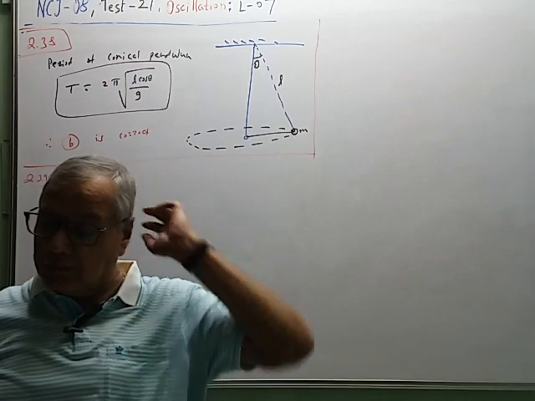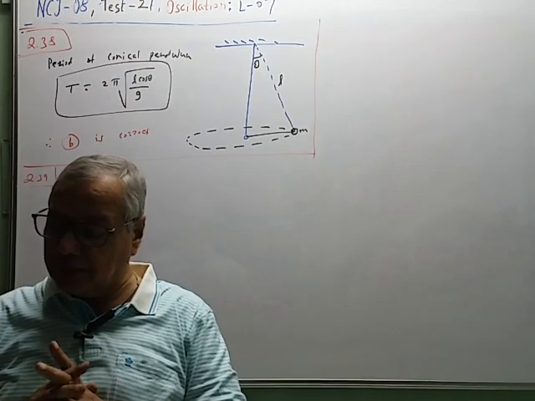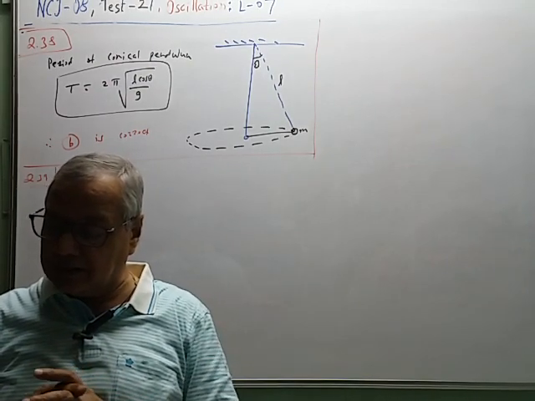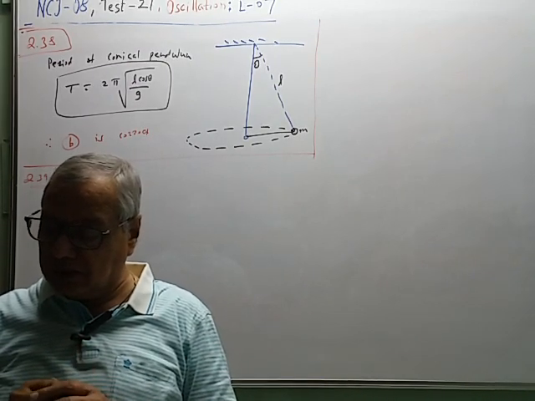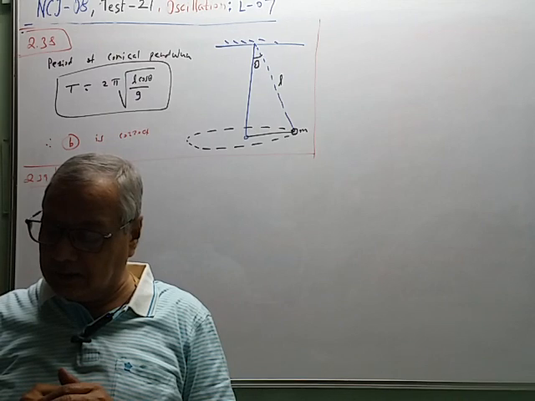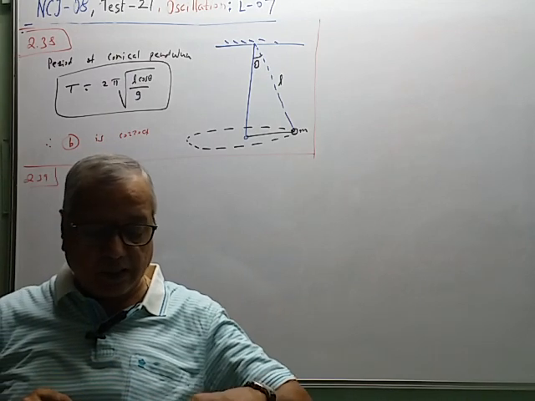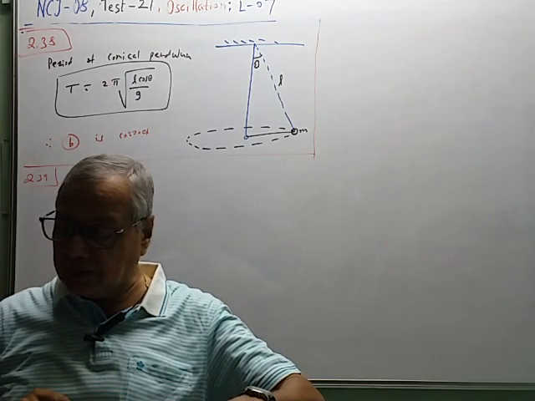39. A body of mass 0.01 kg executes SHM about x equal to 0 under the influence of the force shown in the figure. The period of SHM is? We should understand the use of the graph that is given to us.